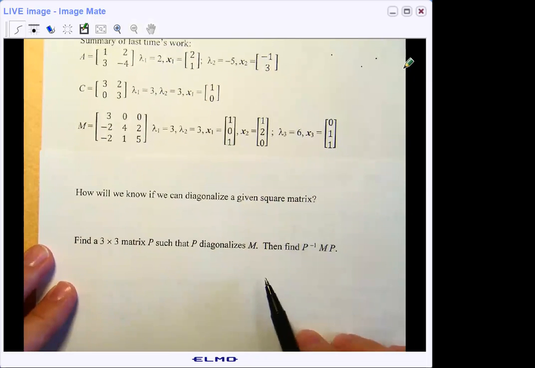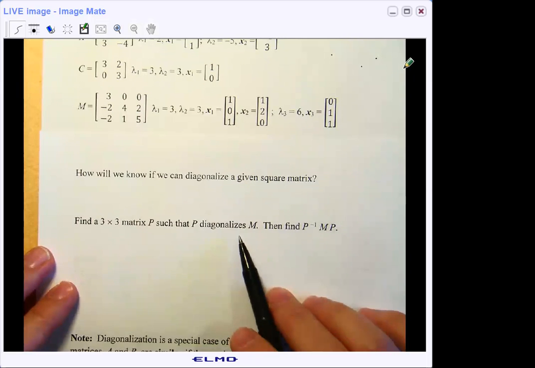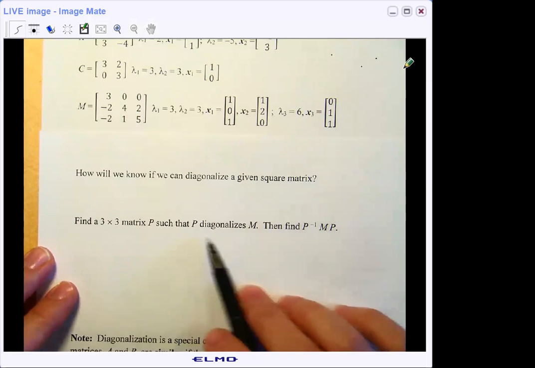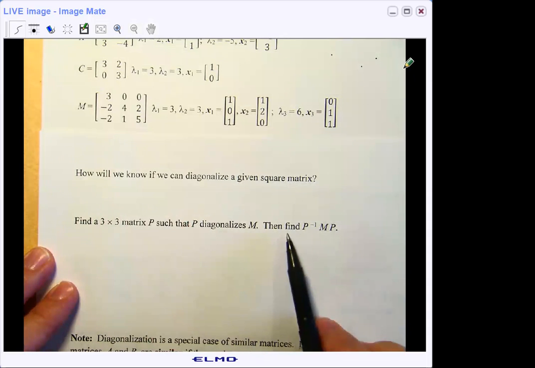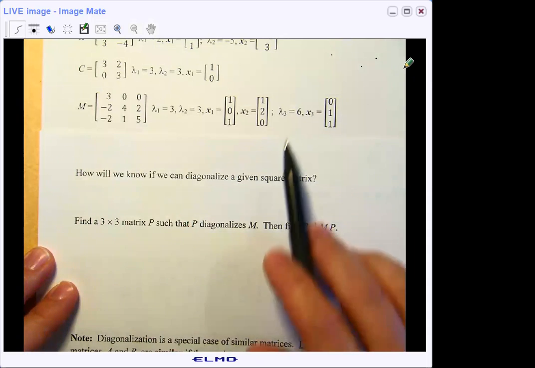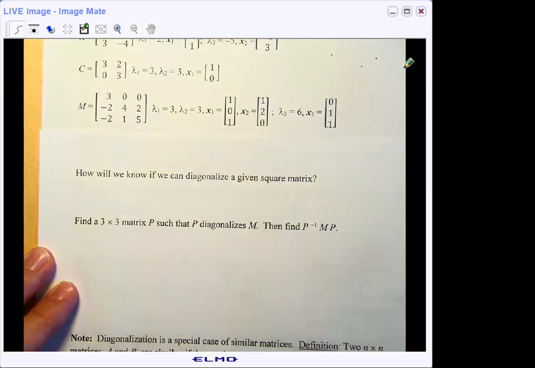Okay, you can write that in here. Now I'm going to pause and let you see if you can find a matrix P that will diagonalize matrix M, and then find P inverse MP using the information from the top of the page.